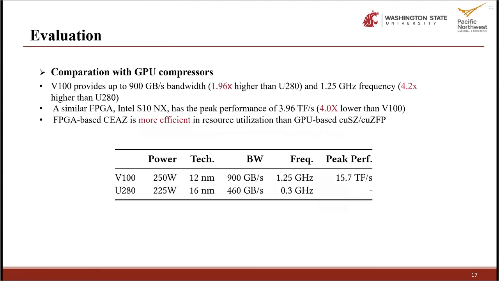The reason why we cannot overpass the GPU compressor is that the GPU has higher bandwidth, up to 900 gigabytes per second, and besides, it has higher frequency, which is over 1 gigahertz. So mostly the GPU has higher peak performance than the FPGA. This is the reason why we cannot overpass the GPU-based compressor.